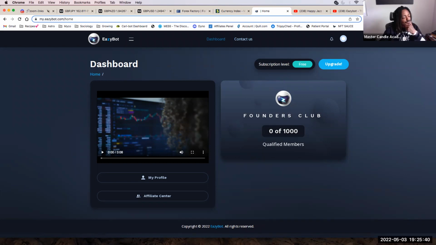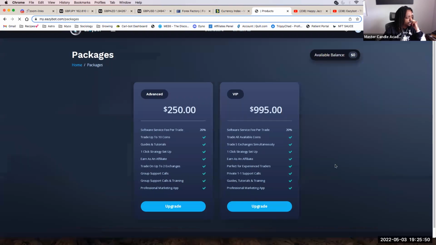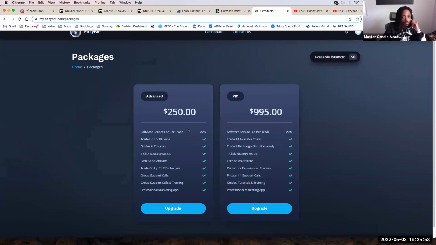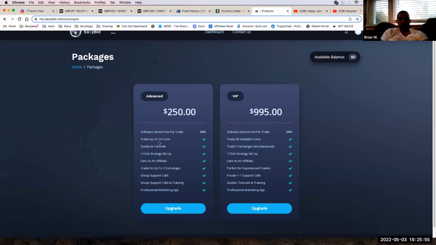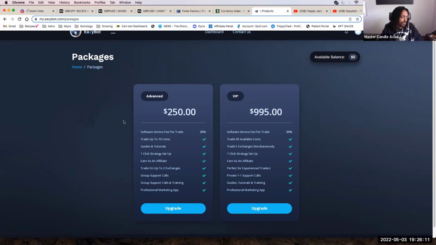Now, the cool thing about the bot is it's got 3 different levels to upgrade. It's got the one coin. Here, we'll look at it together. Right, so you've got advanced, where you can trade up to 10 coins. It's a 20% software fee per trade as opposed to the usual 30. So instead of 70-30, it's 80-20, right? You trade up to 10 coins. It's got you the guides, tutorials, everything.